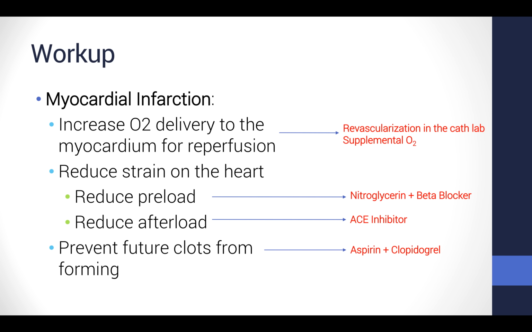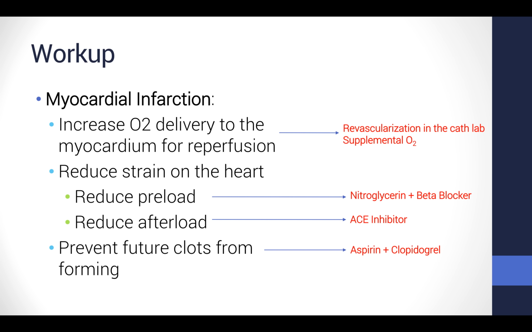In the case of myocardial infarction, we want to do some significantly different things. Okay, so it's not just as simple as giving nitro and seeing how they respond. If we know that they're having an MI based on their history and their clinical presentation, their EKG, they have troponins that are elevated, CKs and MBs that are elevated, the first thing we want to do is increase oxygen delivery to the heart muscle in order to reperfuse as much as we can of the remaining heart.